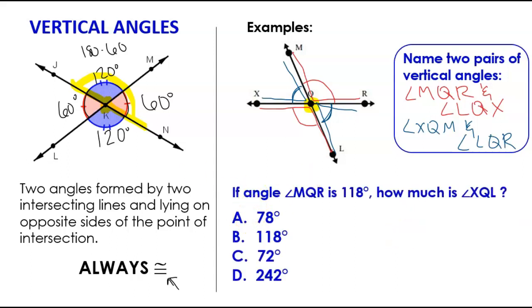Okay, so if angle MQR is 118 degrees, let's go ahead and label that one, MQR, which is this one right here. They're saying that that is 118 degrees, and they want to find the value of XQL. So XQL is this one, and we named those as a vertical pair right there. So if MQR is 118, then XQL will be 118. The correct answer is B.